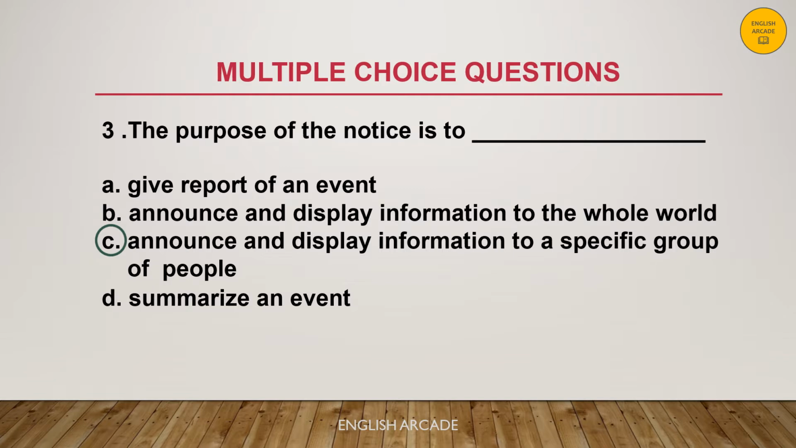So the specific group could be school children in a school. It could be residents in a society. A notice could be for the metro travelers on the metro station. It could be put up on office notice board for the office employees. So a notice is written to announce and to display that information only for a specific group of people. It is not meant for the whole world, and the notice never gives a report or summarizes an event.